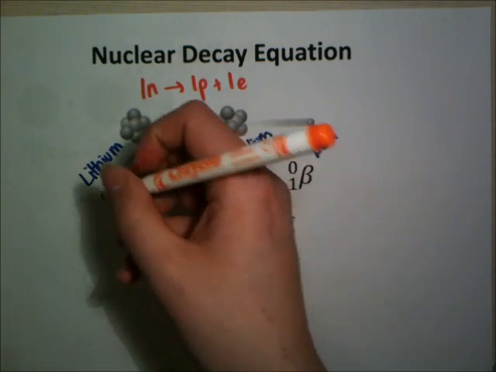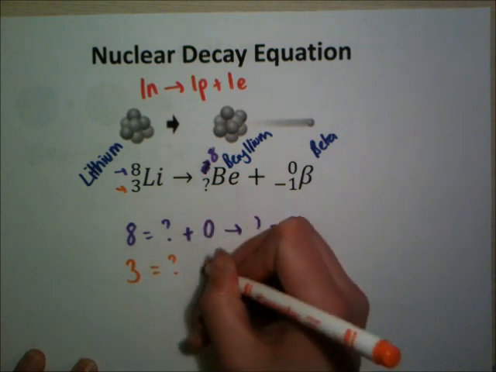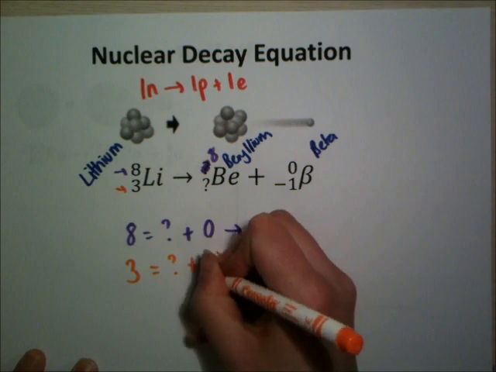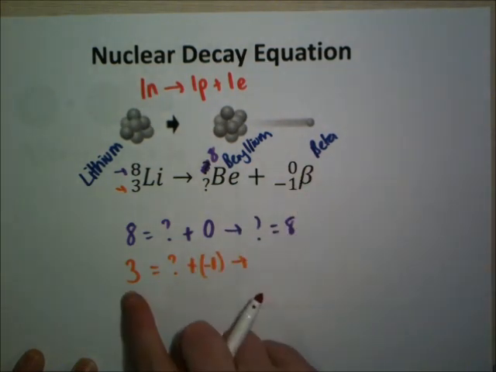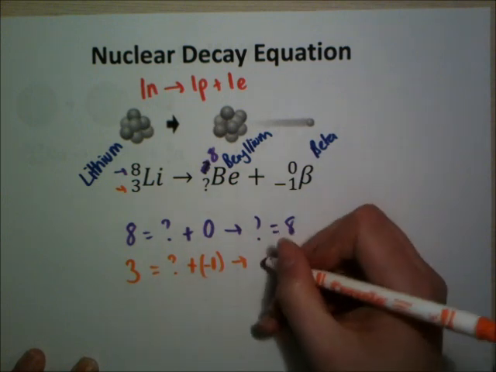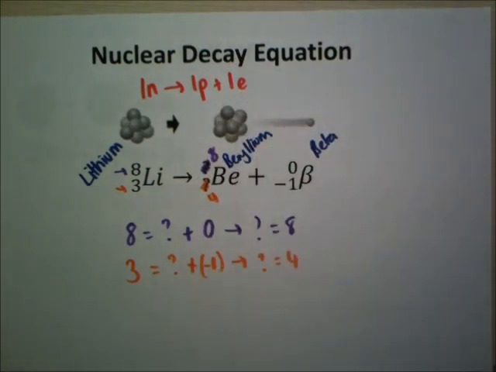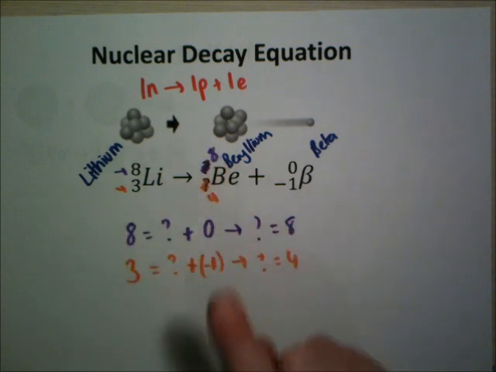Now the second one is the atomic number. That's in orange. And there 3 must equal something plus minus 1, because our atomic number here is minus 1. This is where it gets a little bit harder. So 3 is equal to something minus 1, because remember, plus and a minus is a minus. So that number must be equal to 4. So the proper way to write this decay equation is that 8,3 lithium becomes 8,4 beryllium, and we know it's changed element because its atomic number has changed, plus 0, minus 1 beta.